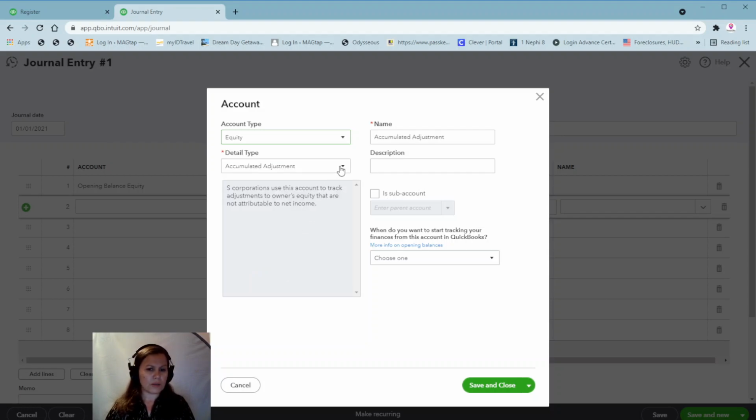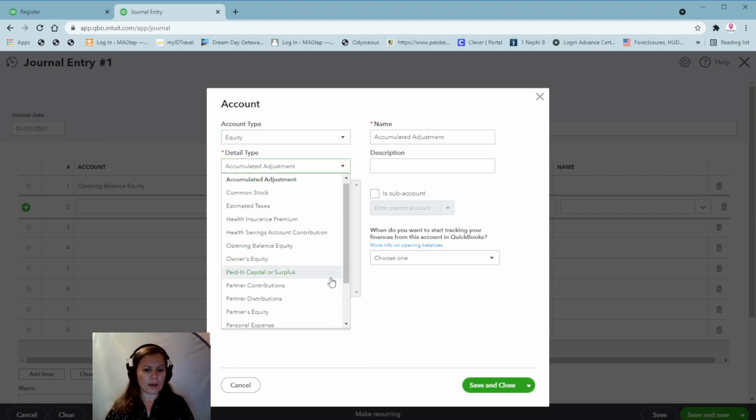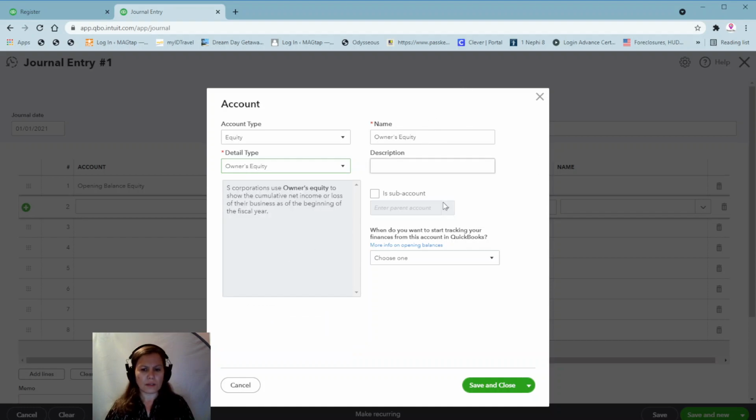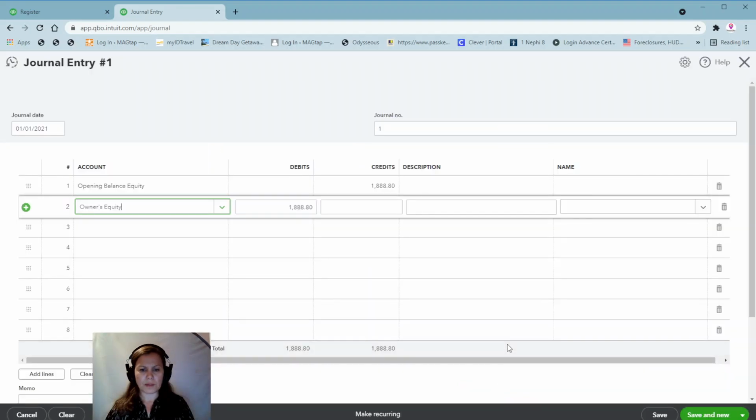So it is an equity. We're creating a new account, an equity account. Like I said, it is an owner's equity. I'm going to leave it as the owner's equity. Automatically, since this is a journal entry, it's going to populate on the opposite side. So basically, I have a credit and a debit. In journal entries, we always have two entries, and they always zero each other out.